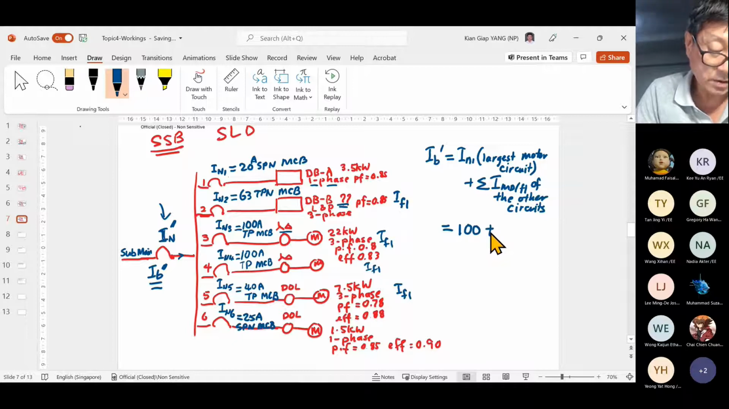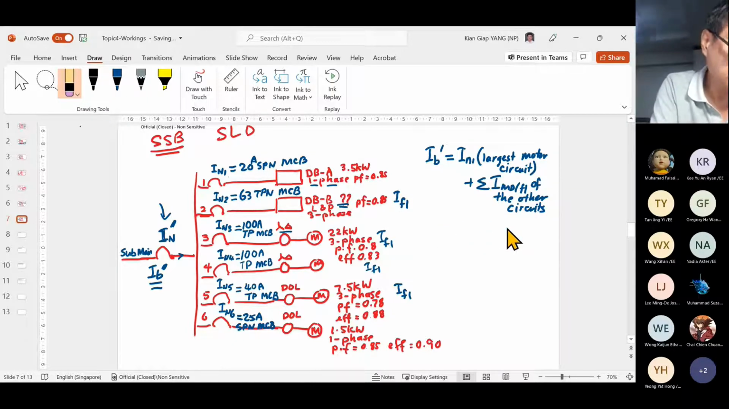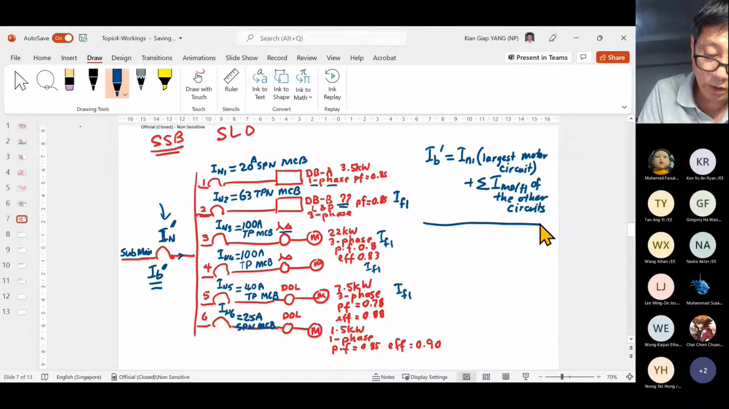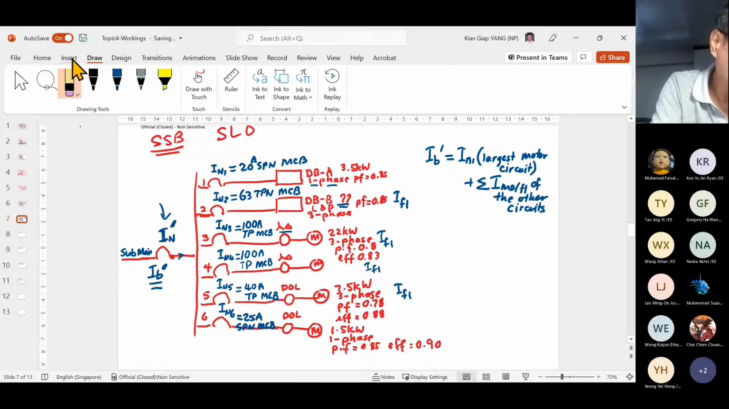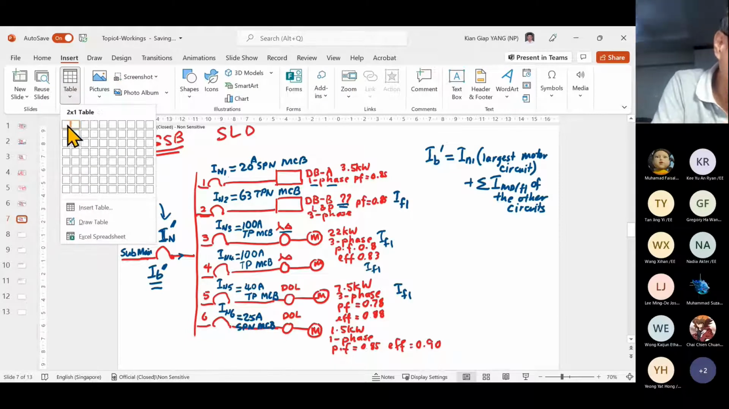Then I add all the rest. Now the problem with the rest is that I have some single phase and some three phase. So I need to do a load balancing at this level, then I can decide what single phase to take. So before I can apply this formula, I need to do one more step first. I need to physically assign circuits 1 to 6, how I am going to do the load distribution. In other words, I have to do one more load balancing table.